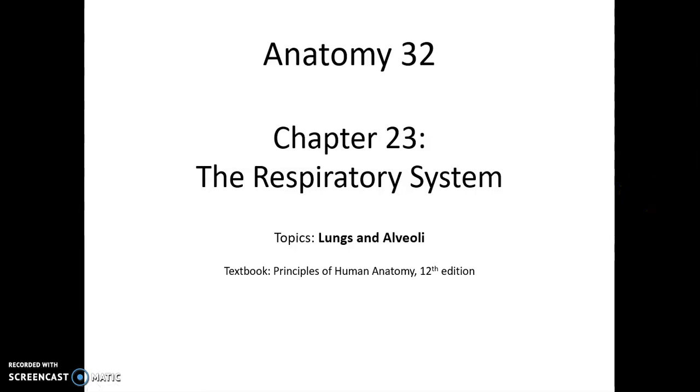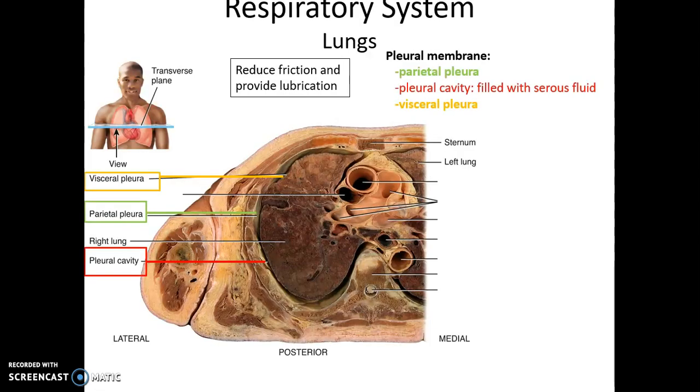Anatomy 32, Chapter 23, the Respiratory System, Topics: Lungs and Alveoli. So, the lungs, as we know, are found in the thoracic cavity and also within the pleural cavity.